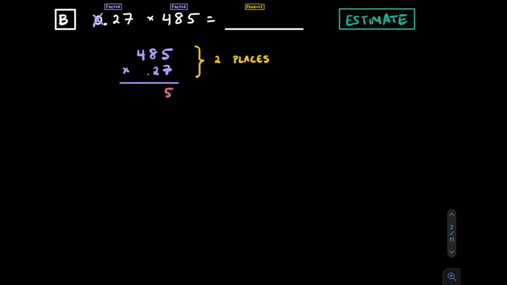7 by 5 is going to be 35, carry the 3. 7 by 8 is going to be 56, plus 3 is 59, carry the 5. 7 by 4 is 28, plus 5 is going to be 33. We're done with the 7 and the 3 and the 5.